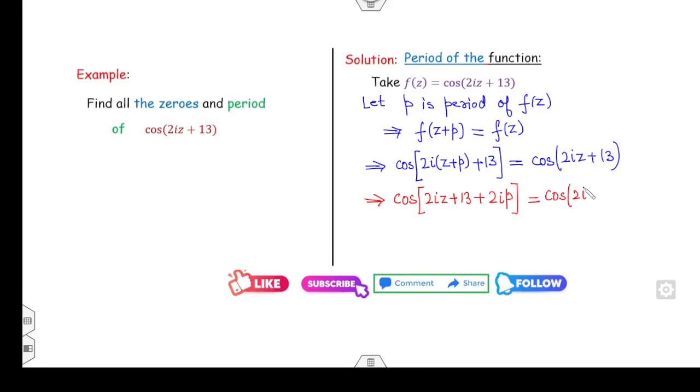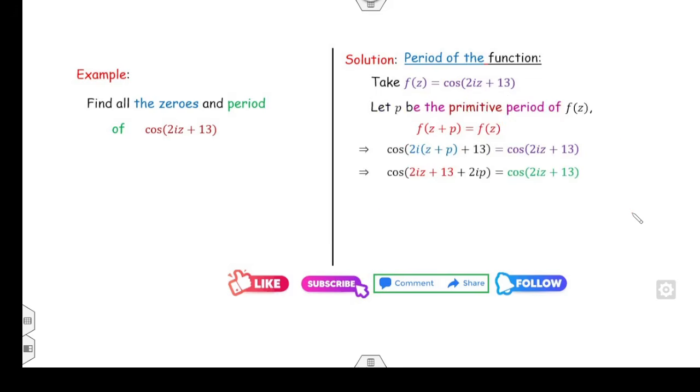2 iota z plus 13. Fine. Now, based on this, we all know the period of cos z.